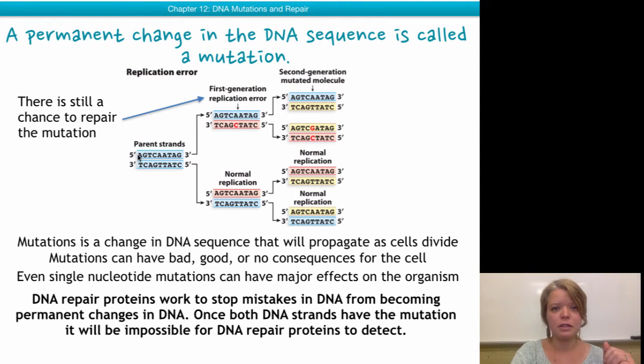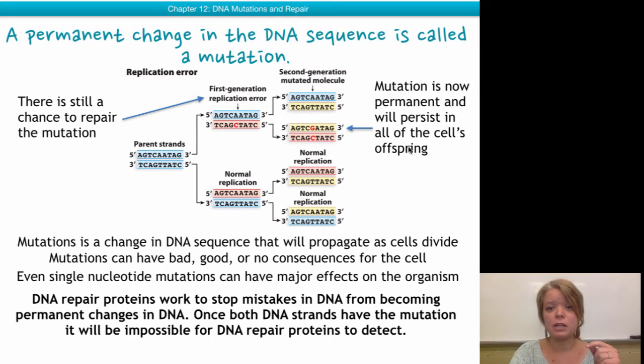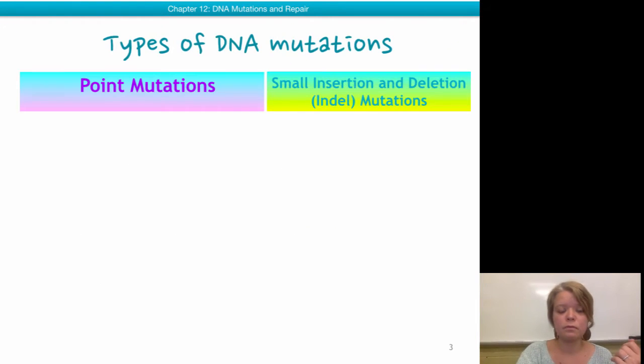So here, there's still a chance of repairing the mutation in this phase of the error, when the error just occurred, but there's no longer a chance to repair the mutation here because this G and C base pairing looks correct. The daughter strand and the mother strand match. There's nothing out of the ordinary in this G and C base pairing that the DNA repair mechanism can recognize. So now I would like to talk about the different types of mutations that occur in the DNA.